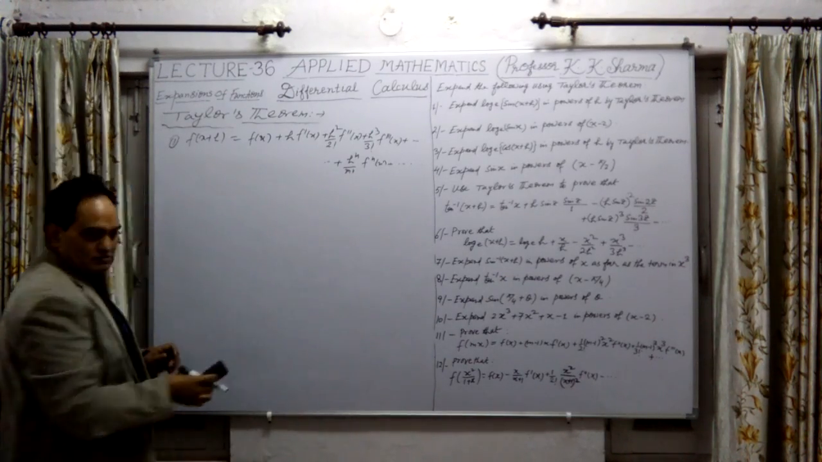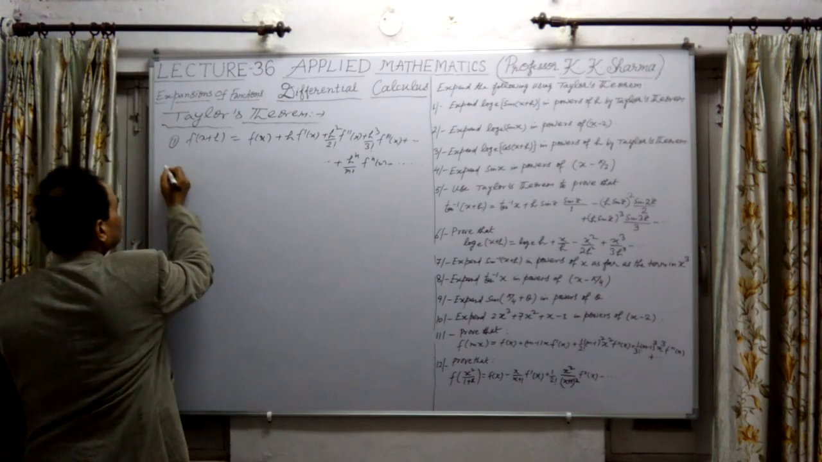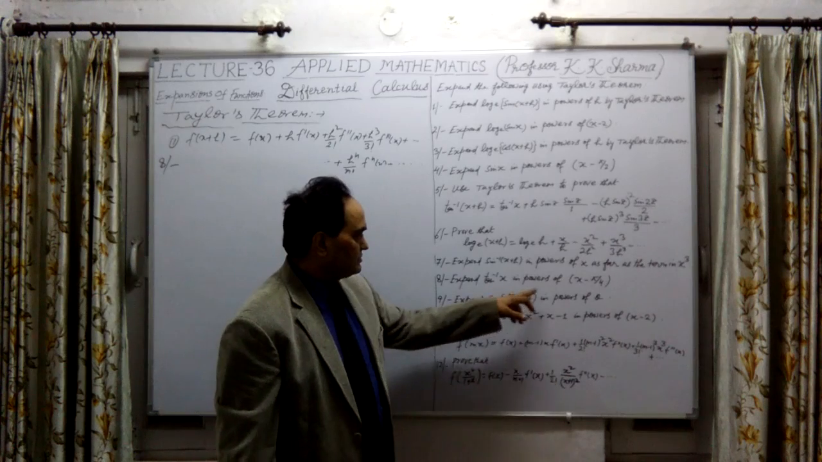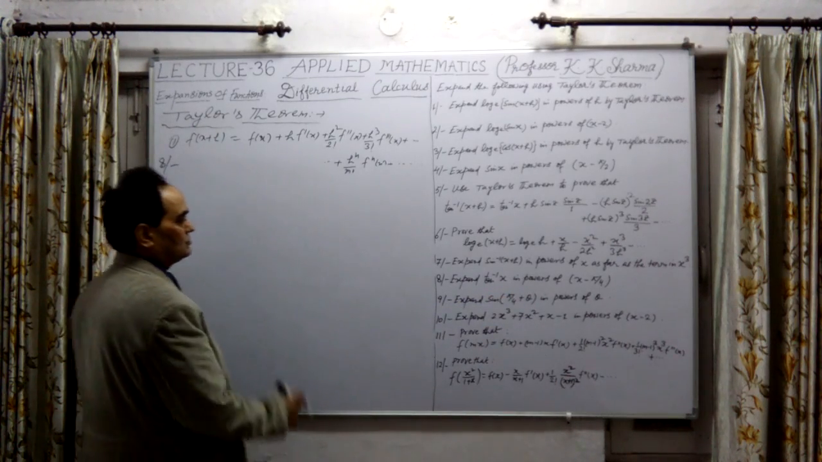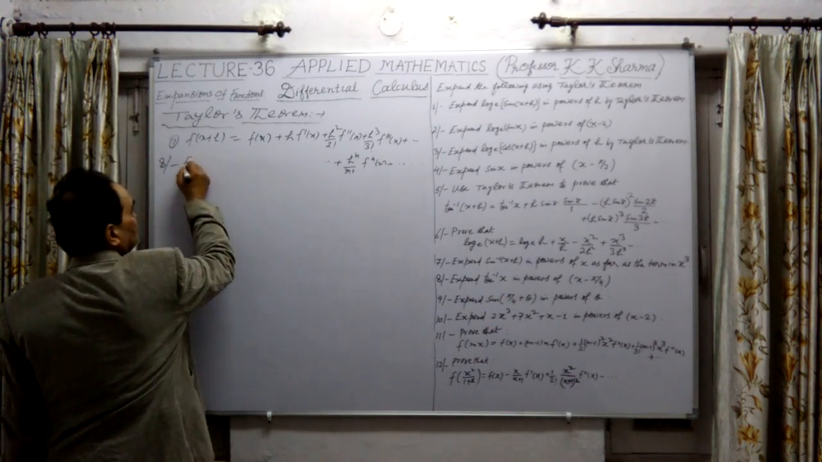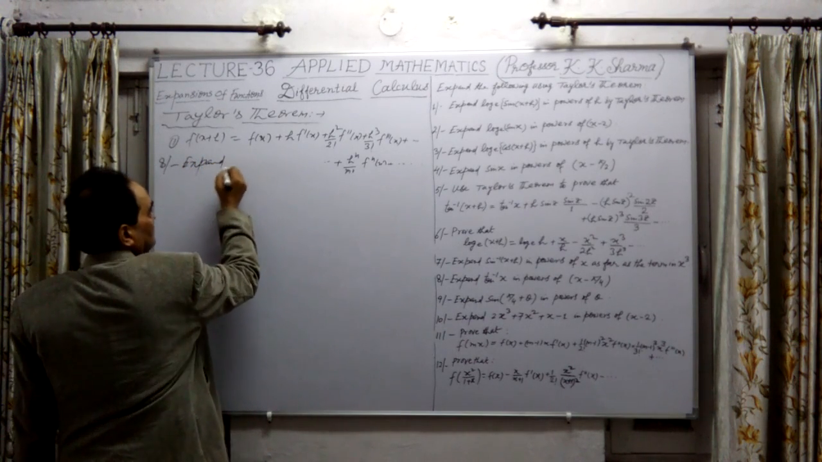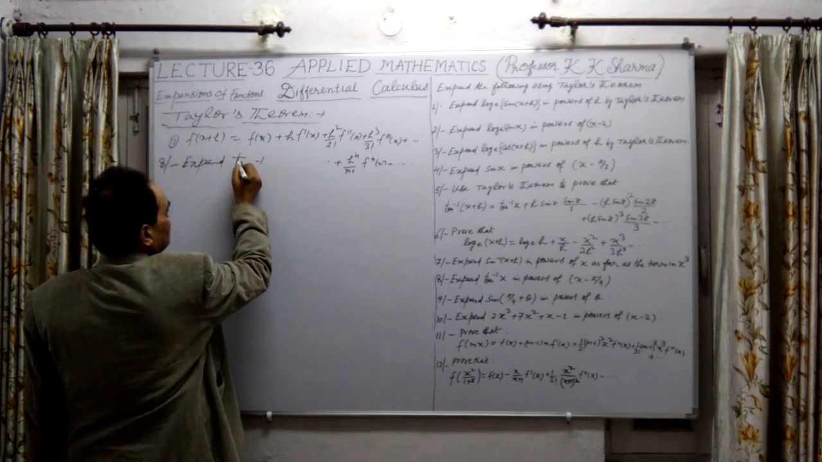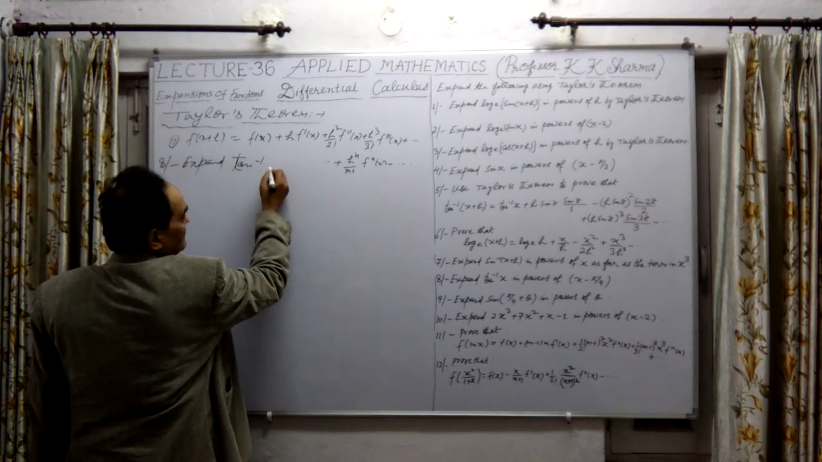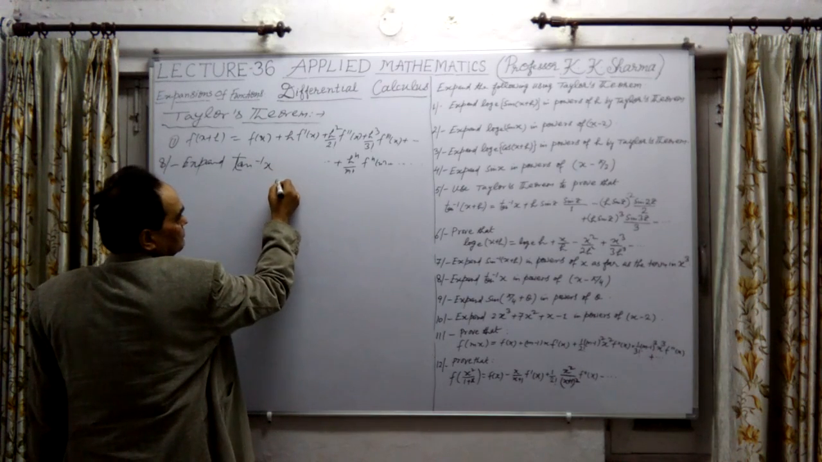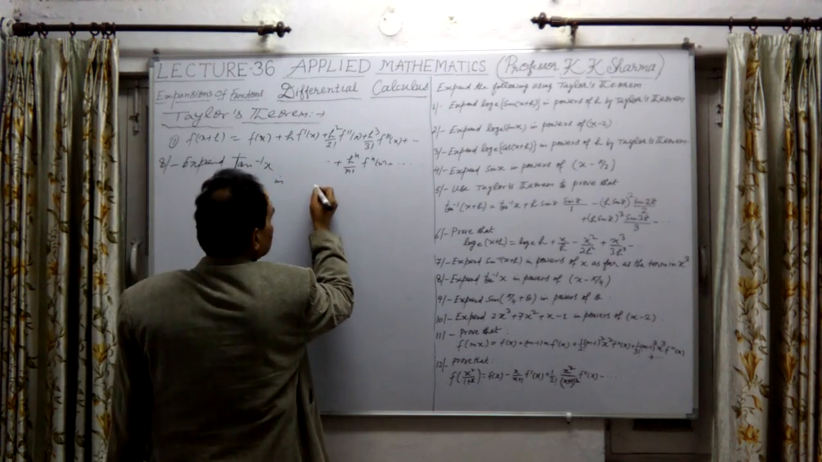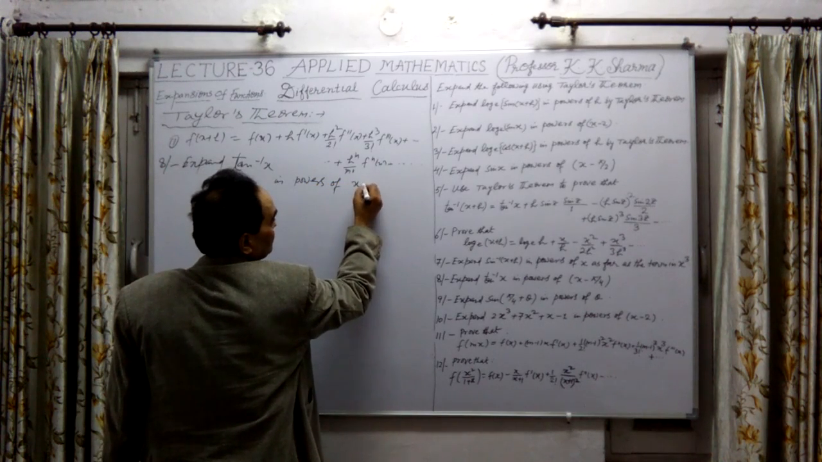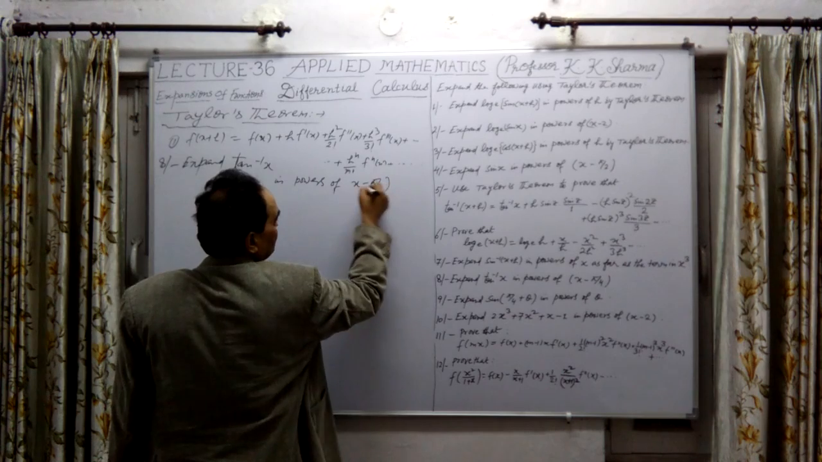So let me take what this question says. This question now is, it says expand tan inverse x in powers of x minus pi by 4. Okay. So expand tan inverse x in powers of, it says x minus pi by 4, right.